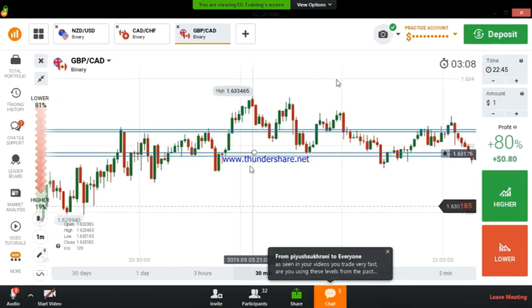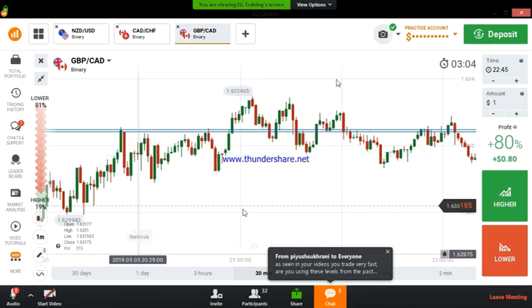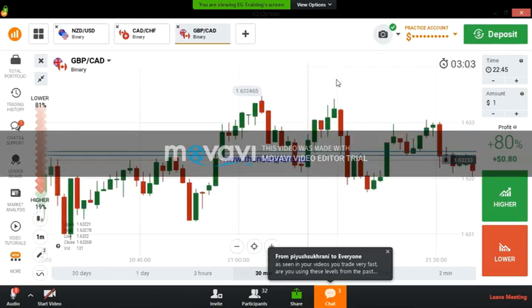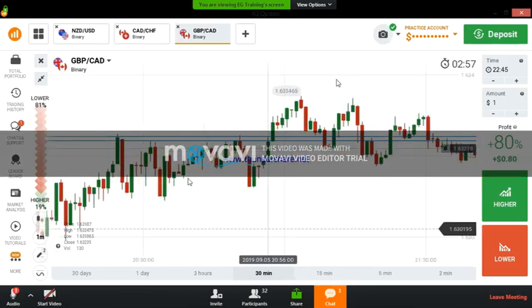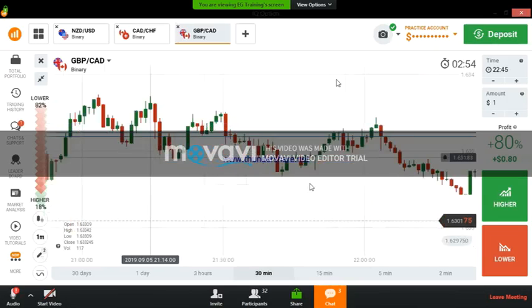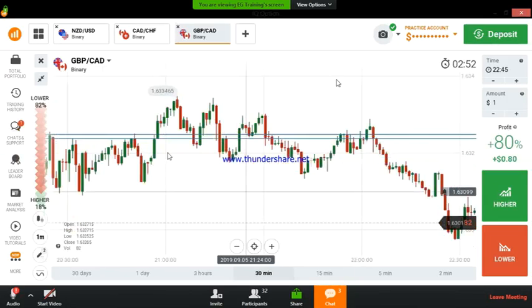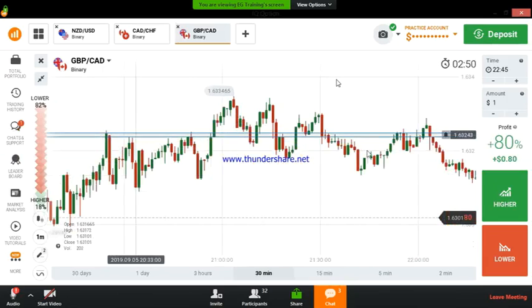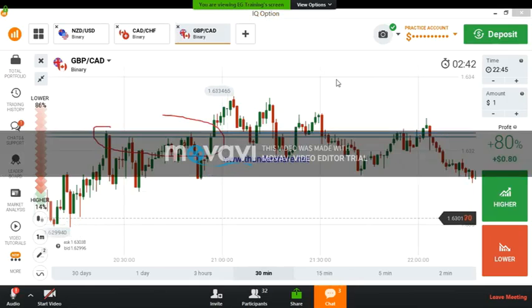Okay, I'm going to remove these levels and adjust the level. Okay, this level. This is a strong level here. We can trust this level only because the market is respecting this level mostly. We are seeing so many reversals from this level. So we can trade on this level confidently because the market is respecting mostly this level.